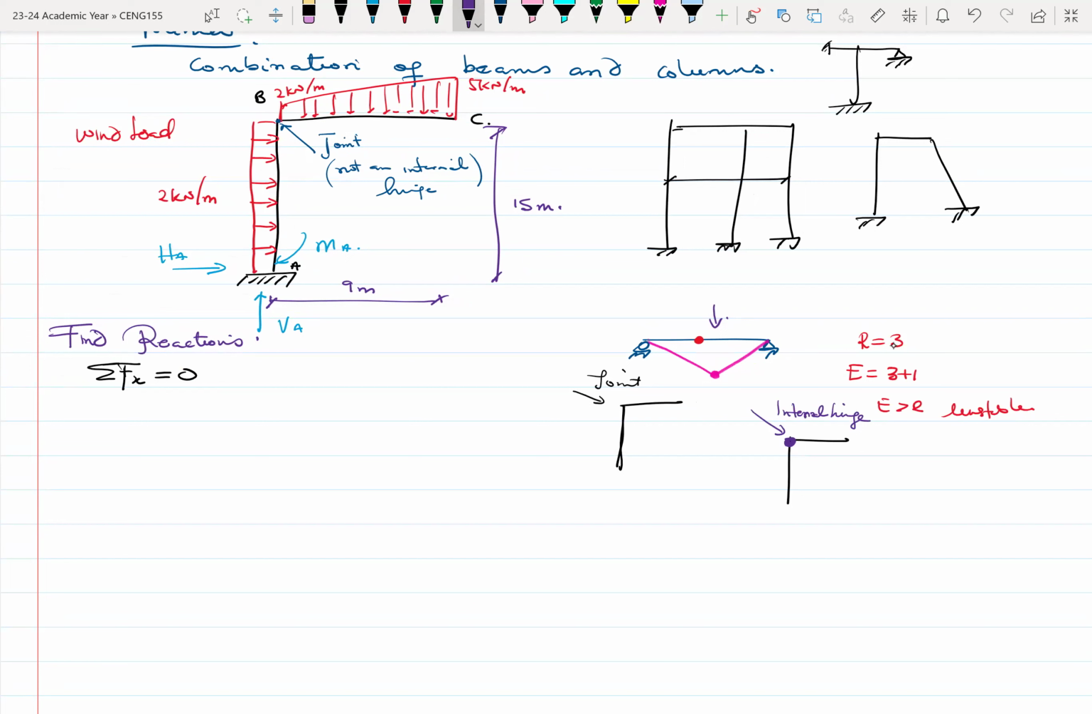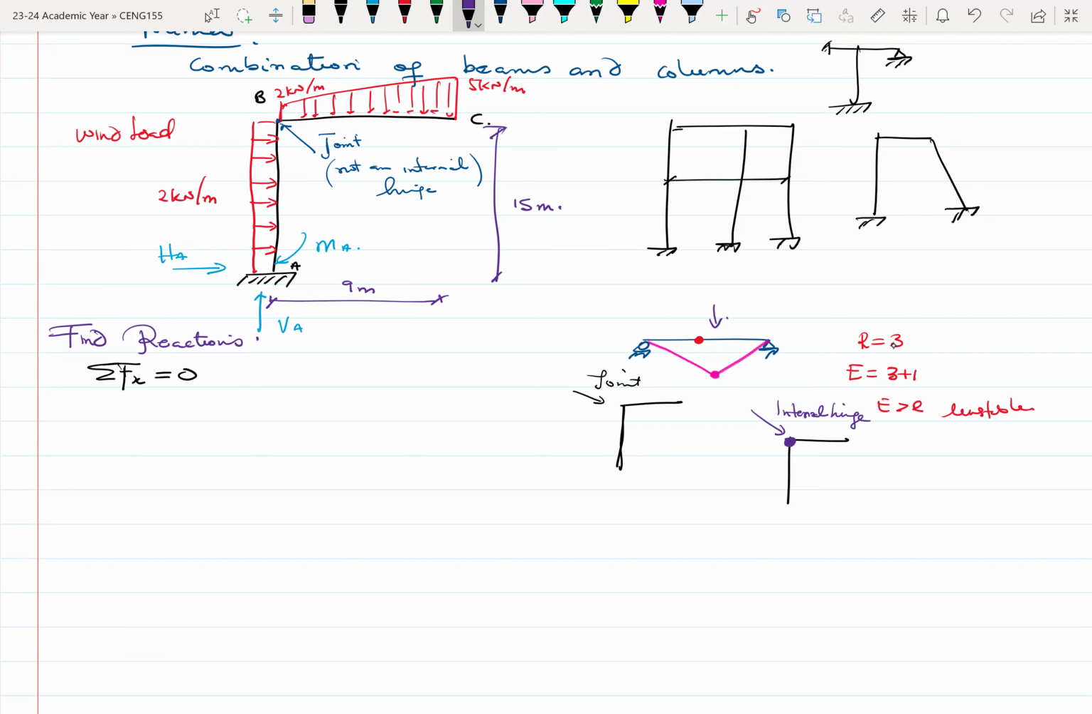Okay. So let's take a note of that. An example, let me see if I can find a picture of an internal hinge. Let's see. Hopefully I can find one. Okay, it's giving me something interesting.